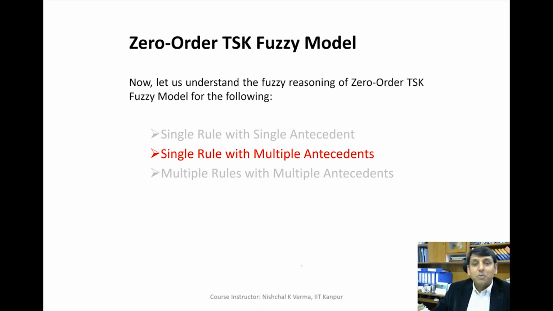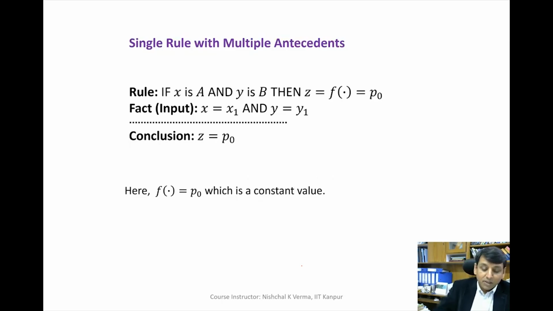Alright, so now the next case here for the zero order TSK model would be where we can have a single rule but with multiple antecedents. So let us now go ahead with this case. Here also we have the zero order, and zero order means the output is a constant. Every consequent part is a constant. Consequent part means the output of every rule is a constant, which is not depending upon the input generic variables. So here also we have P0.